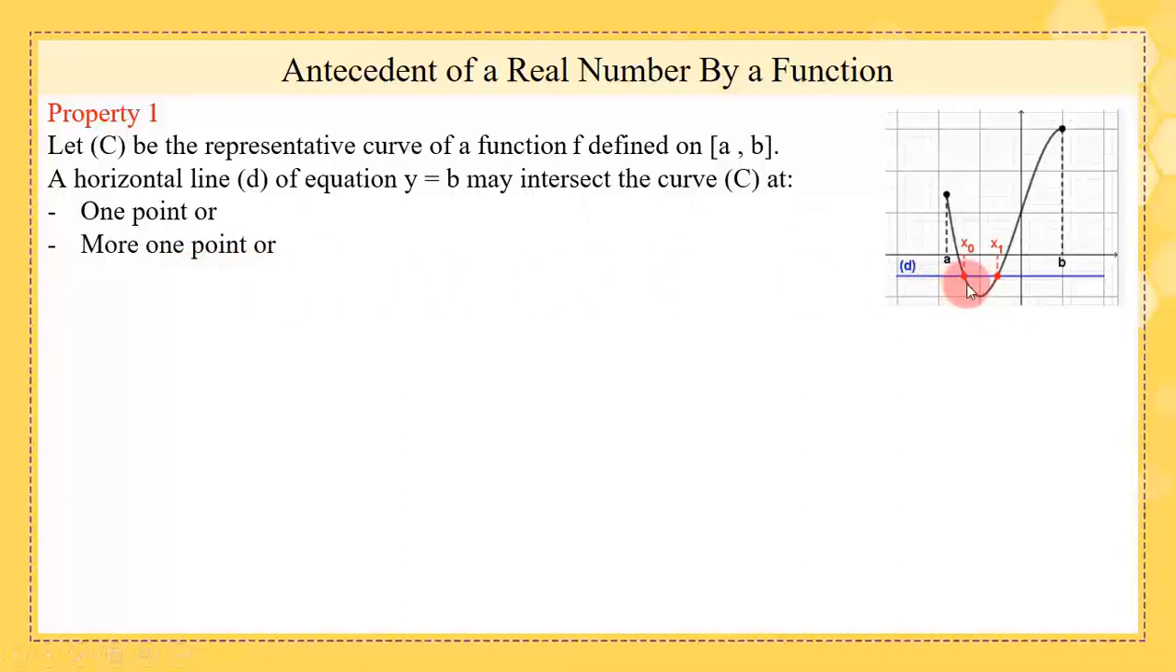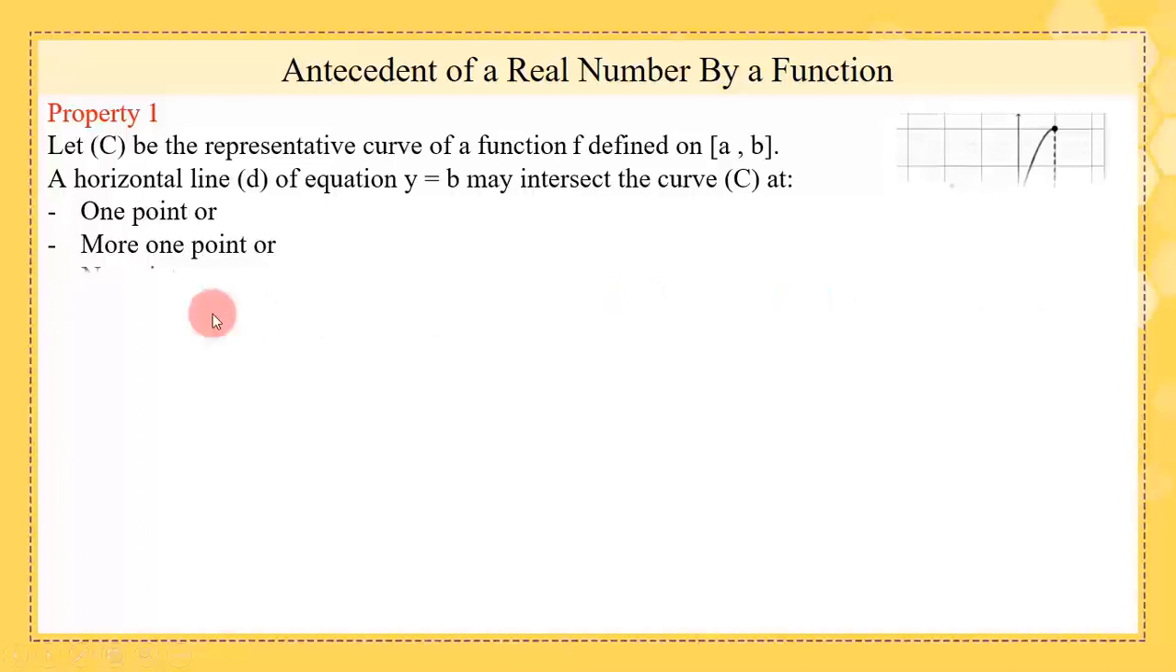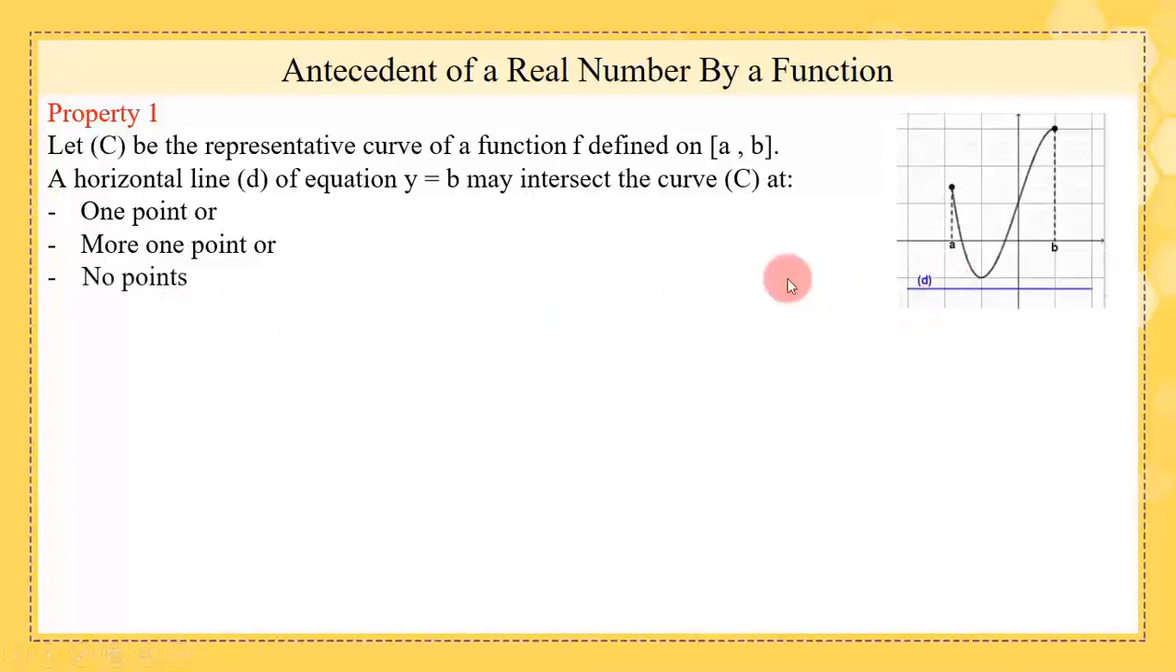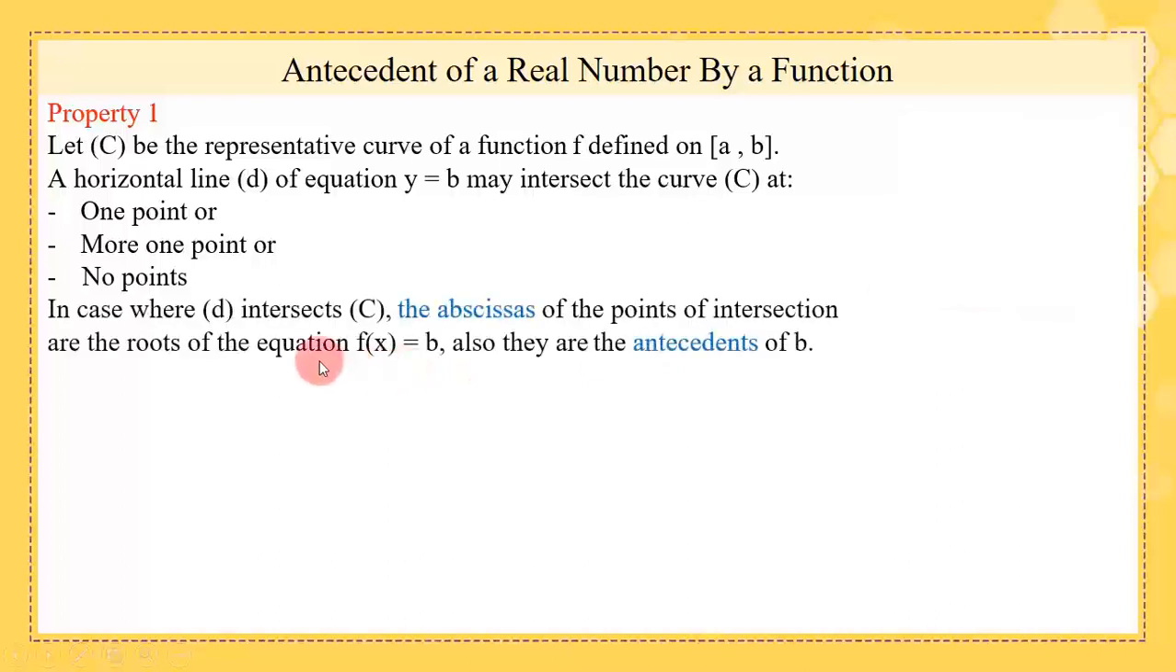Here D cuts the curve in 2 points. No points. Here there is no intersection between D and the curve. In case where D intersects C, the abscissas of the points of intersection are the roots or the solutions of the equation f of x equal b. Also, they are called the antecedents of b.